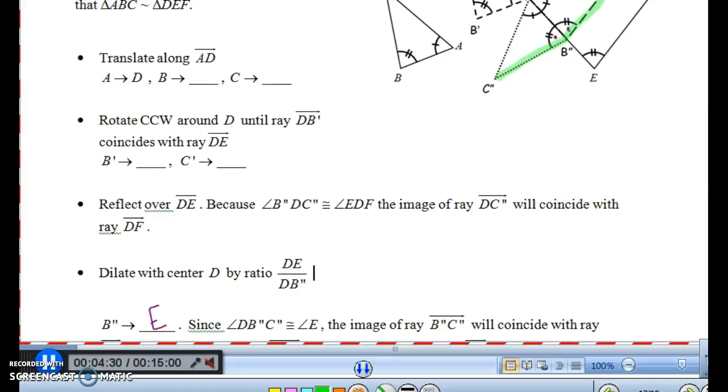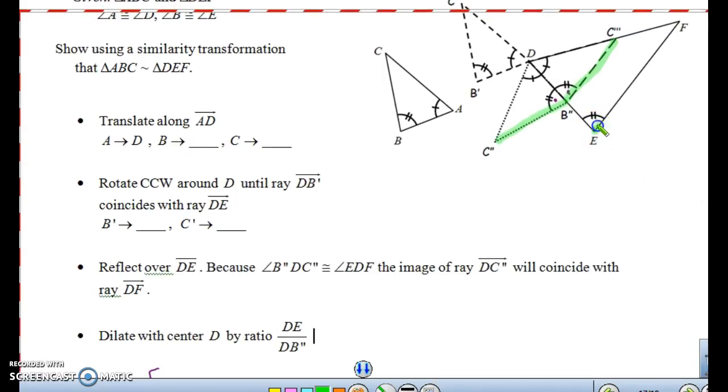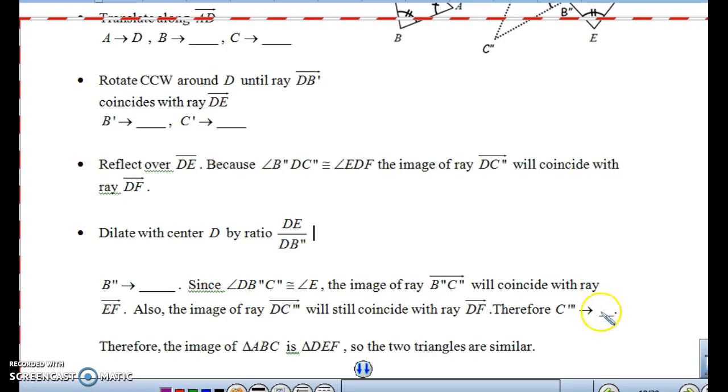And by making it bigger, doing the dilation, it'll now be out to here because we made this bigger by sliding it out here. We made it bigger, it ends up out here. So B double prime, C double prime ends up at EF. So that means now that B double prime will be E and C double prime will now equal F. So C triple prime equals F. So now we've proved A becomes D.